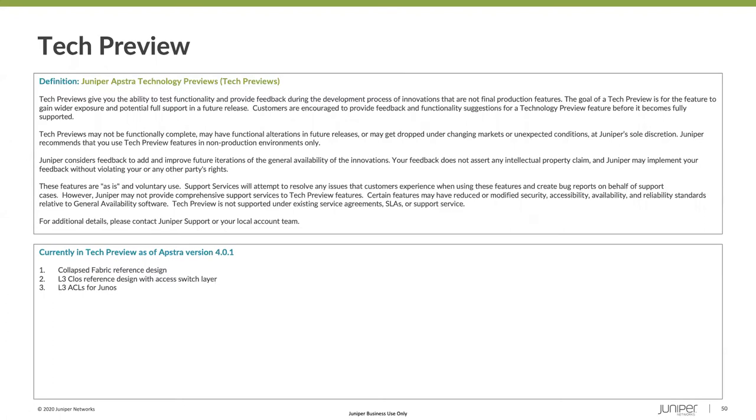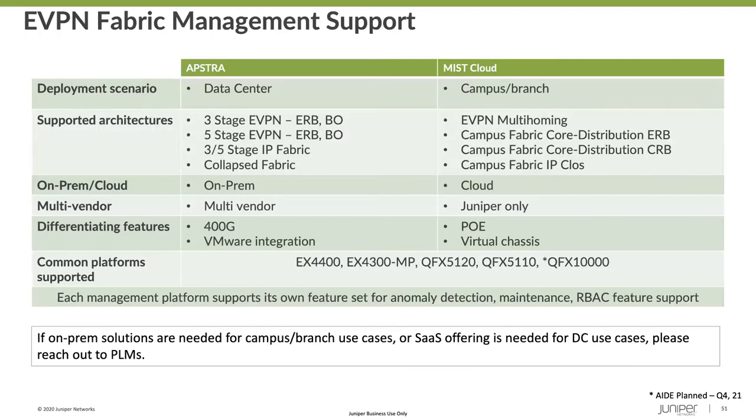And before the demo, I just want to show something which could be a little bit confusing. As you know, on the MIST side, we're also talking about configuring EVPN and stuff, but there are some differences. One of the key things, of course, is that Apstra is on-prem, MIST is cloud-based. And also when it comes to the deployment scenario, Apstra is by far more used in data center, while MIST is focusing on campus and branch.